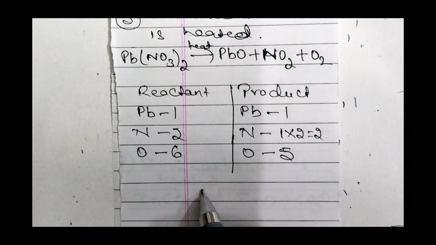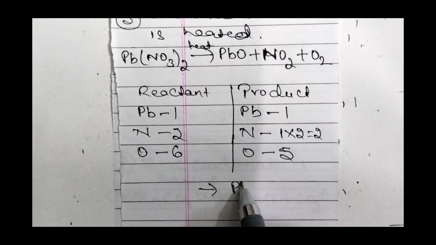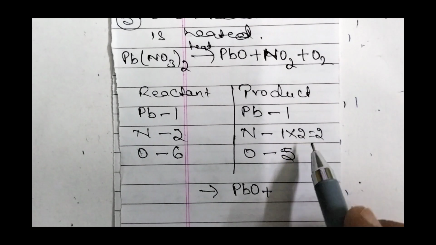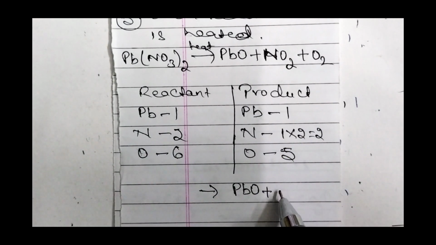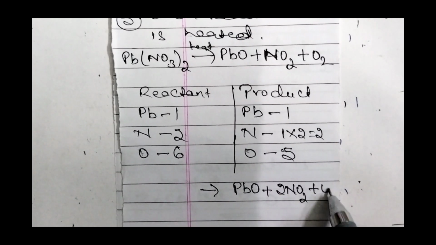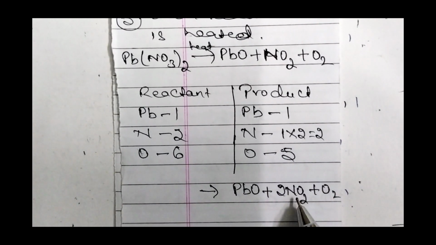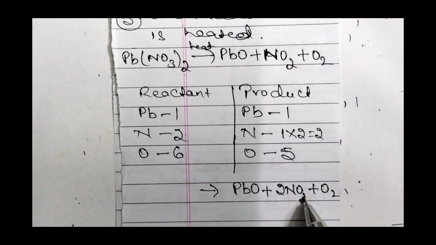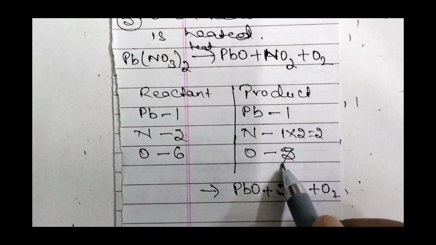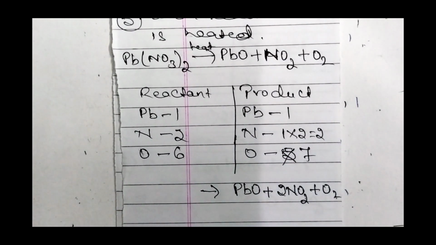So let us write: gives rise to PbO plus 2NO2 plus O2. Now when I multiply nitrogen dioxide by 2, it will become 2 twos are 4, 4 plus 2 is 6, 6 plus 1 is 7. So it will become 7 oxygen. Oxygen is now 7.